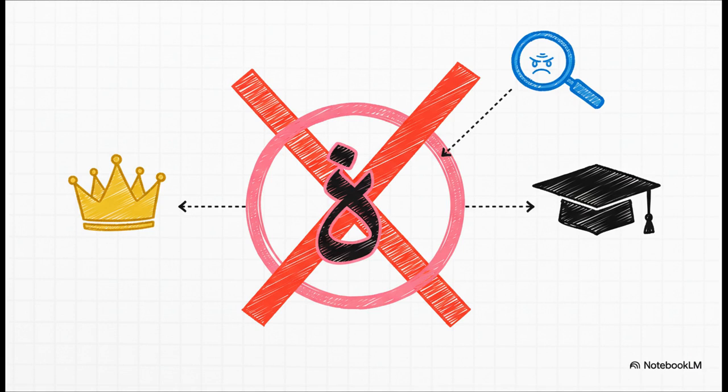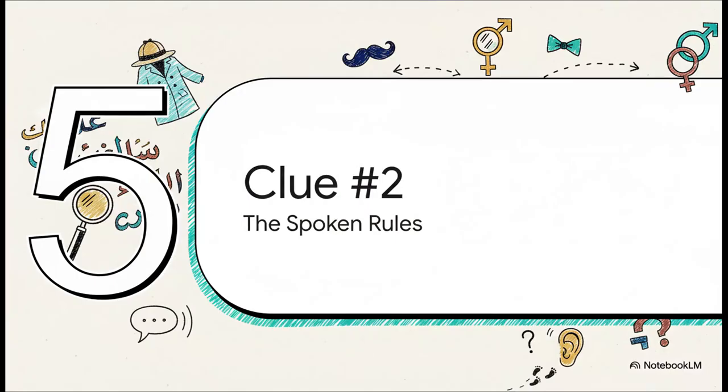There are some words, usually for really important male roles like Khalifa, a caliph, or Alama, a great scholar, they end in that letter, but they are absolutely masculine. So you've got to stay on your toes. Okay, so we've covered the clues you can see. Now let's talk about the clues you have to hear.